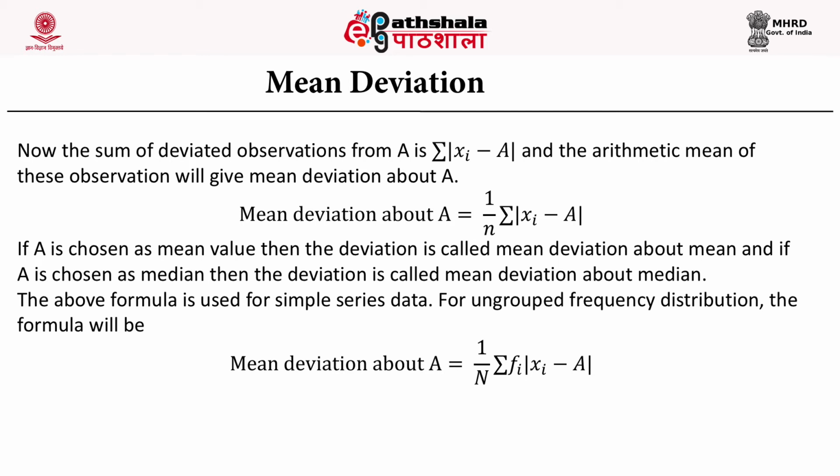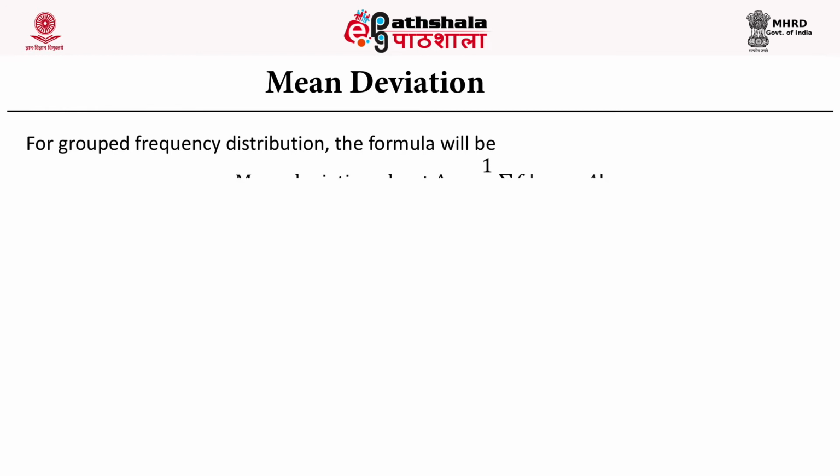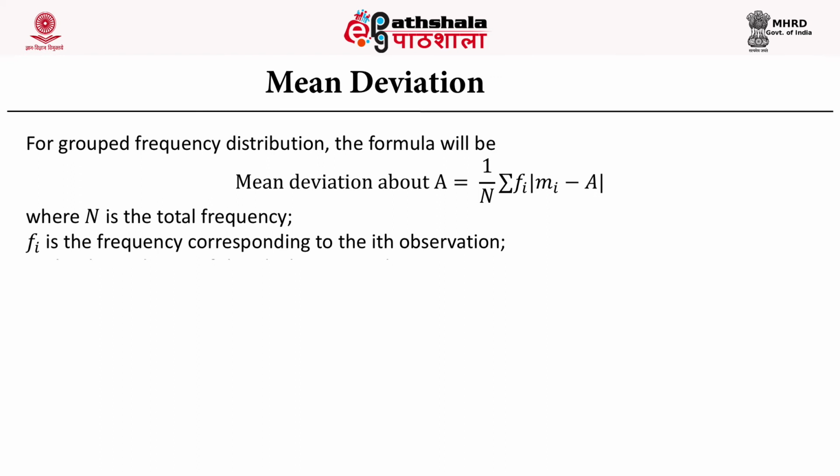For an ungrouped frequency distribution, the formula will be 1 upon N, summation over i, fi mod of xi minus A. For a grouped frequency distribution, the formula for mean deviation about A is equal to 1 upon N, summation over i, fi mod of mi minus A, where N is the total frequency, fi is the frequency corresponding to the ith observation, and mi is the midpoint of the class interval.